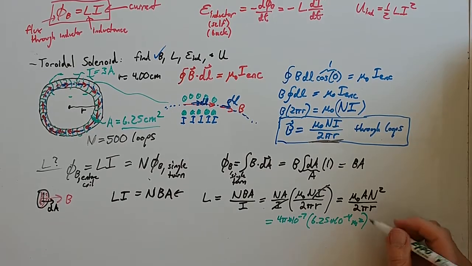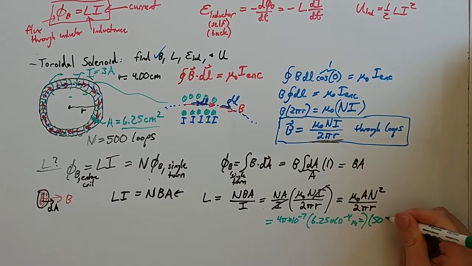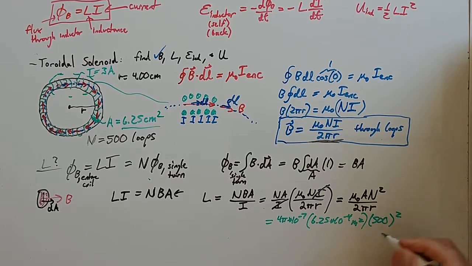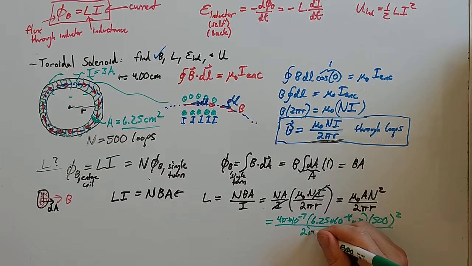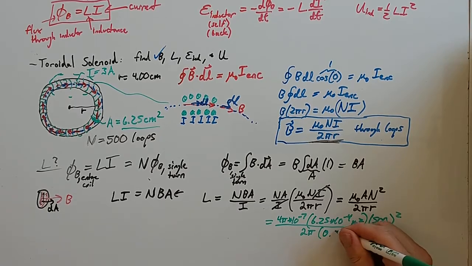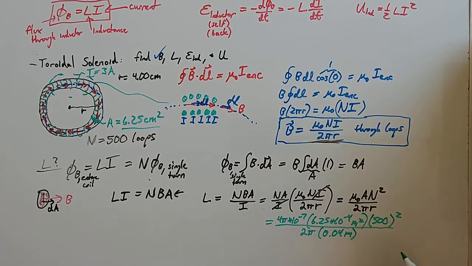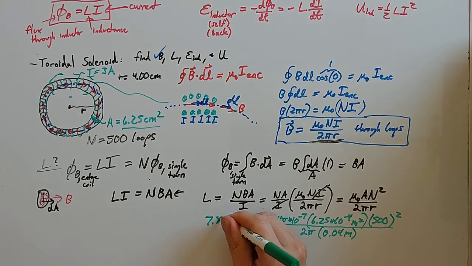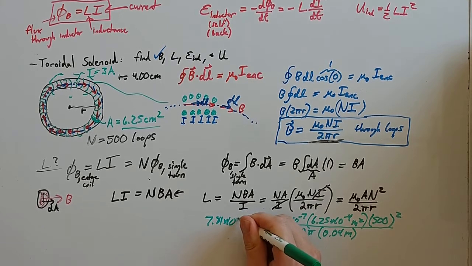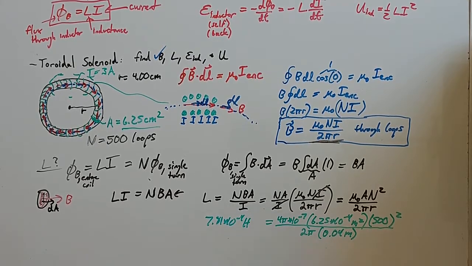And then we have 500 turns, and that's going to get squared. And then we divide this all by 2 times pi times 4 centimeters, 0.04 meters. If you plug all that together, the answer that I got was 7.81 times 10 to the minus 4 henries.